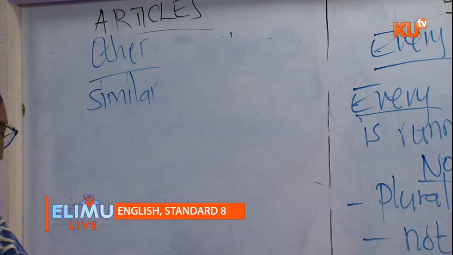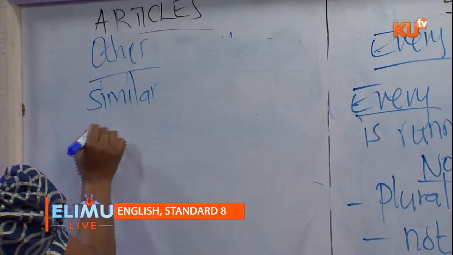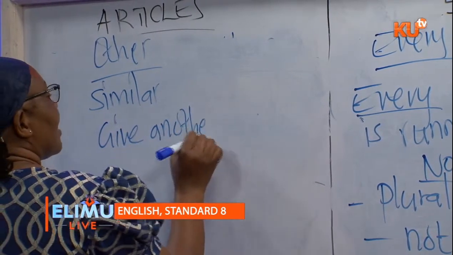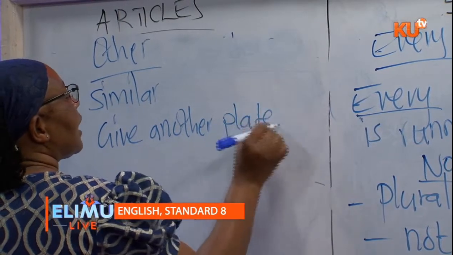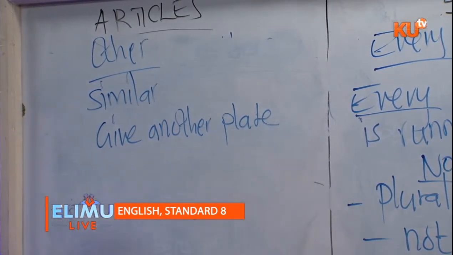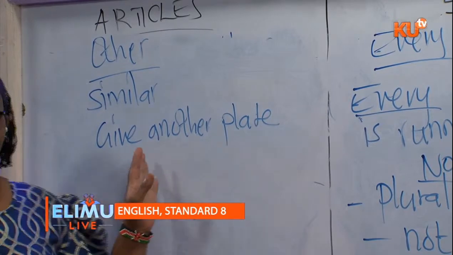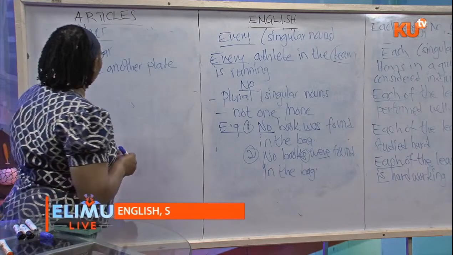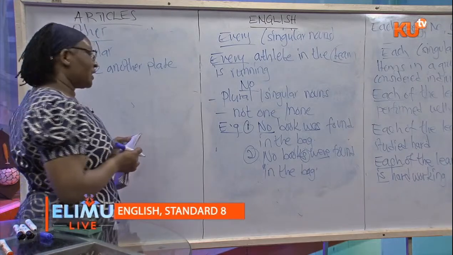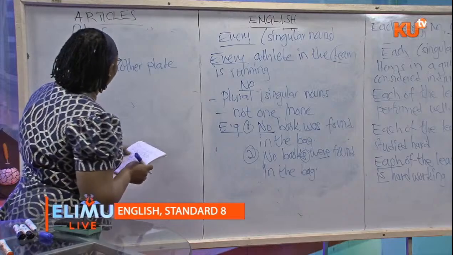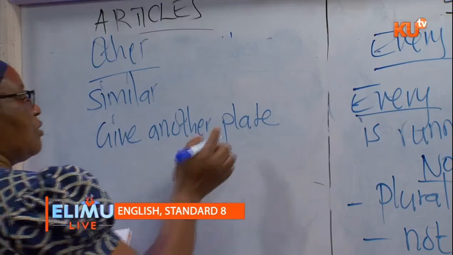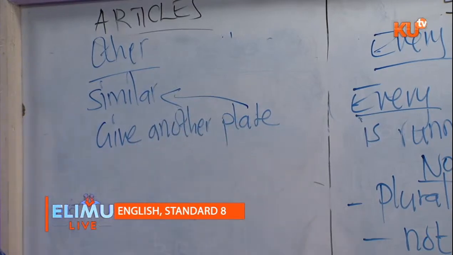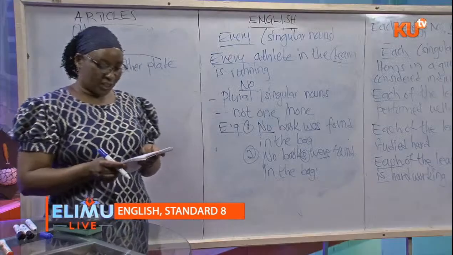So, if we take an example of a sentence, give me another plate. It means that the speaker has been given a plate earlier. So, he or she is asking for another plate. It means maybe he will be given a similar plate, or if not similar in color, he'll be given a plate and not a cup.